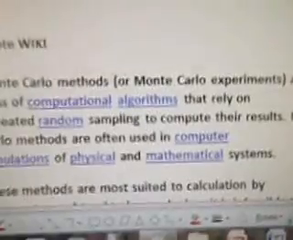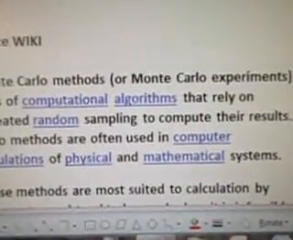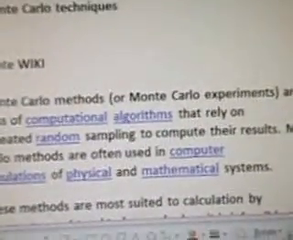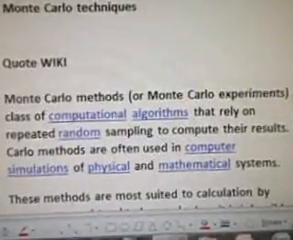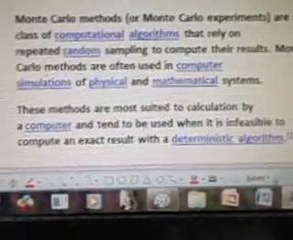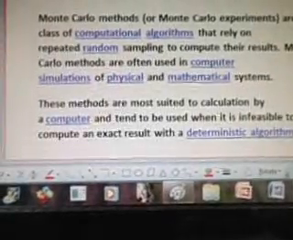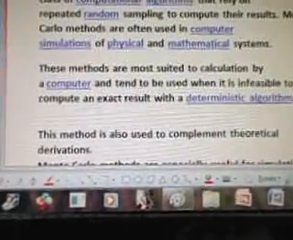Sorry, my lighting here is not too good, so I'm trying to fix it. I've got the sun glaring on it. There, try that. Sorry.